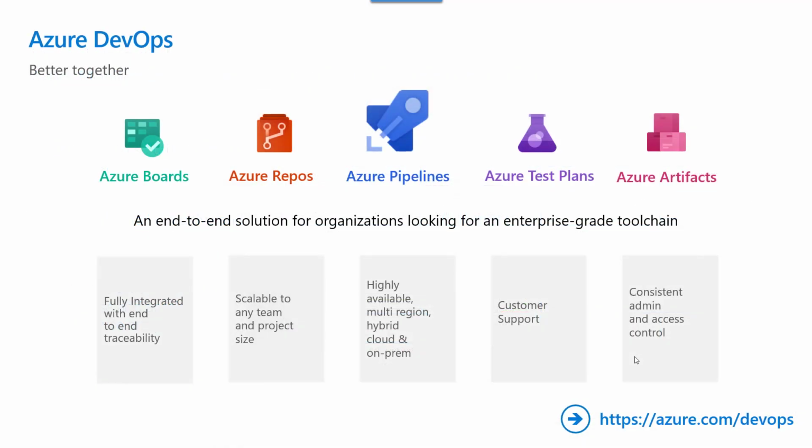So Azure DevOps is better together. It's a full end-to-end solution for organizations looking for an enterprise tool chain. It's fully integrated with end-to-end traceability, starting from requirement up to monitoring in production. It is very scalable, so it supports small teams up to all the teams of an enterprise. It's highly available because it has many regions for cloud, and it has customer support, and it has consistent admin and access control.